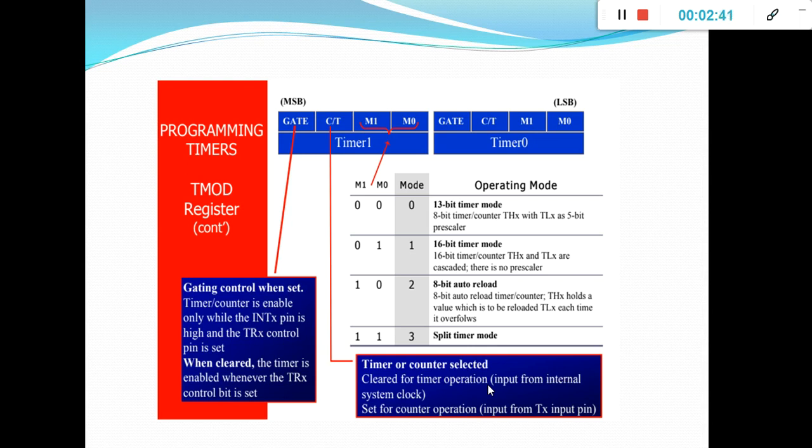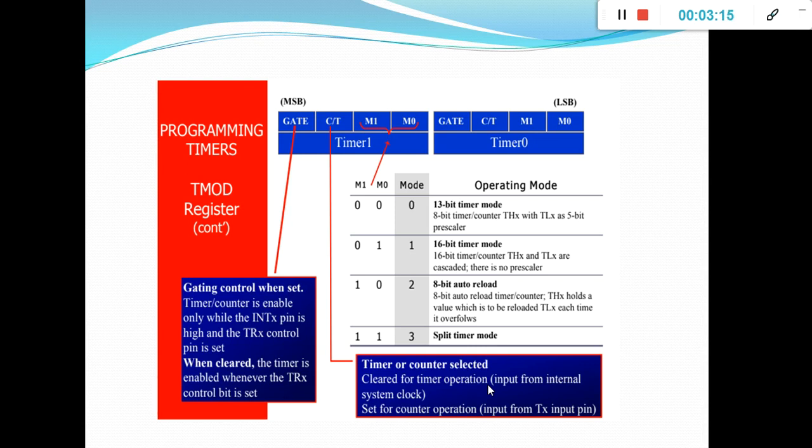So how is the clock source for the timer given? As you know, every timer needs a clock pulse to tick. If C bar T is equal to 0, the crystal frequency attached to the 8051 is the source of the clock for the timer. This means that the size of the crystal frequency attached to the 8051 also decides the speed at which the 8051 timer ticks.